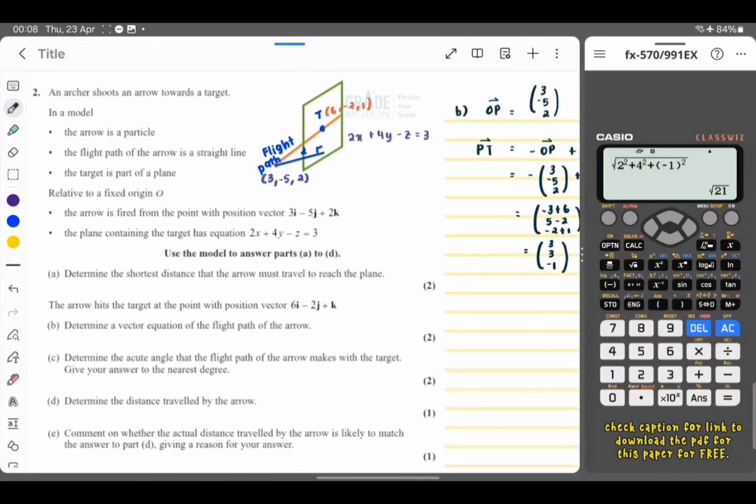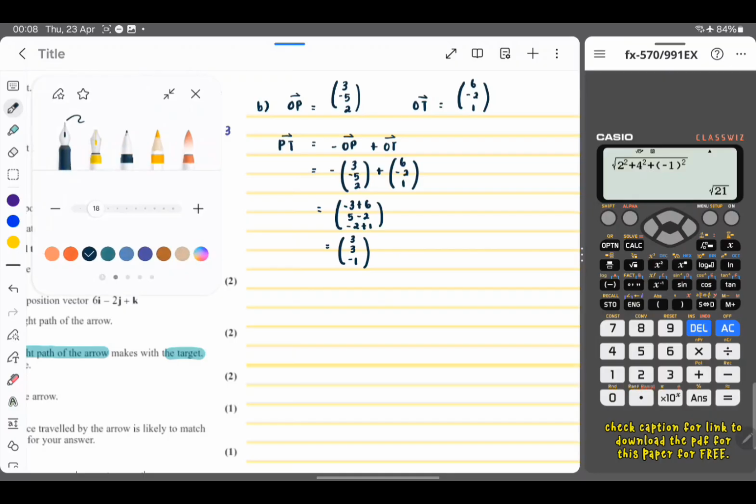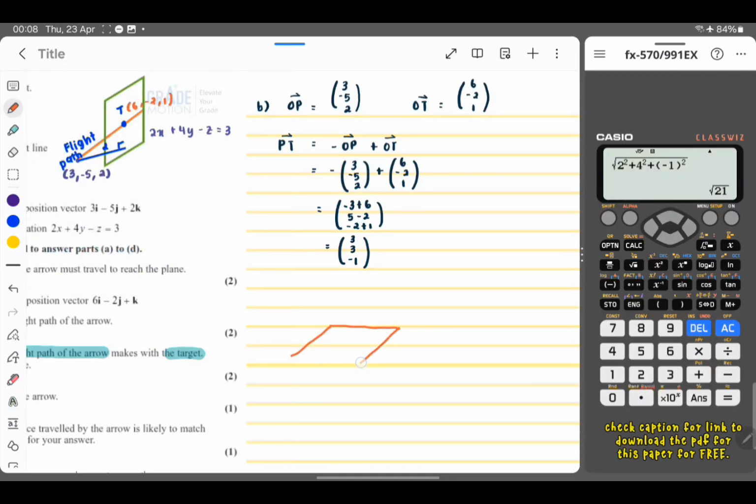Next, determine the acute angle that the flight path of the arrow makes with the target. Give your answer to the nearest degree. Just now we found the shortest distance and the vector equation, and this one is the acute angle between the flight path of the arrow and the target. Okay, so I'll draw a new drawing for this one. Now, let's draw the target. I'm going to draw the target like this. So this is the plane.